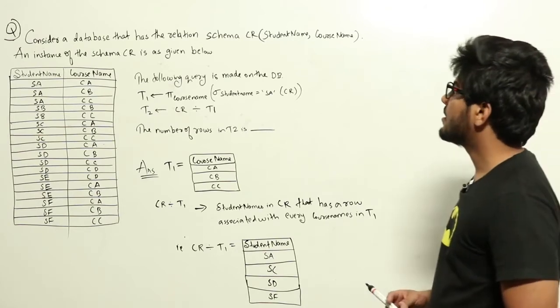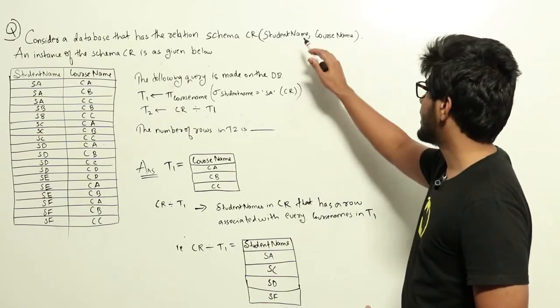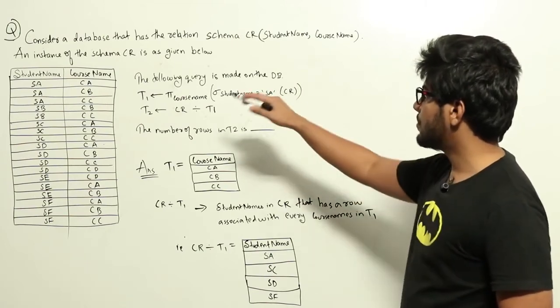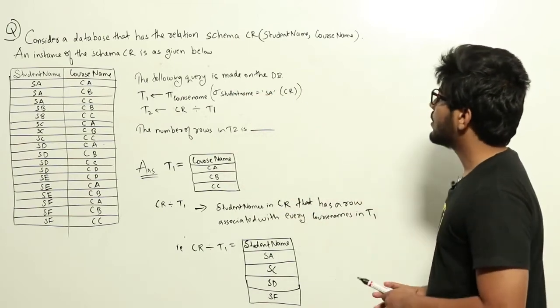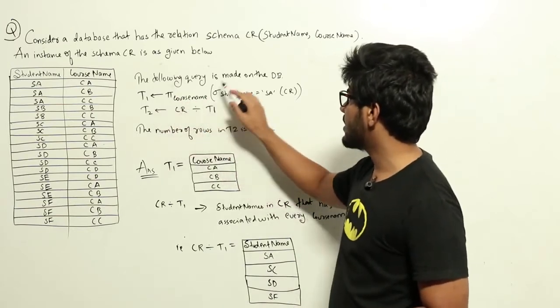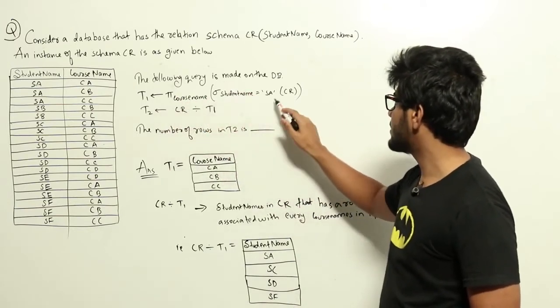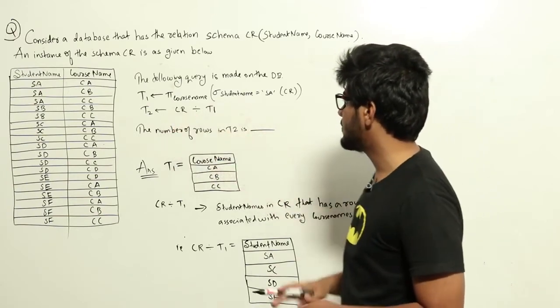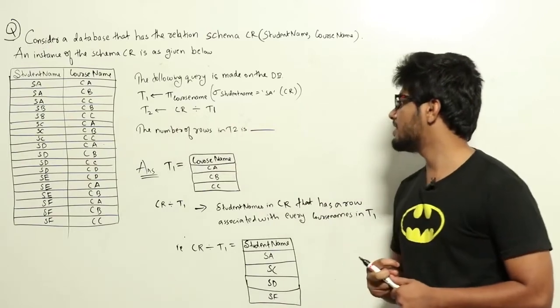Consider a database that has a relation schema CR (student name, course name). An instance of the schema CR is given below. The following query is made on the DB. T1 is pi of course name, sigma student name equals SA from CR. And T2 is CR divided by T1. The number of rows in T2 is.